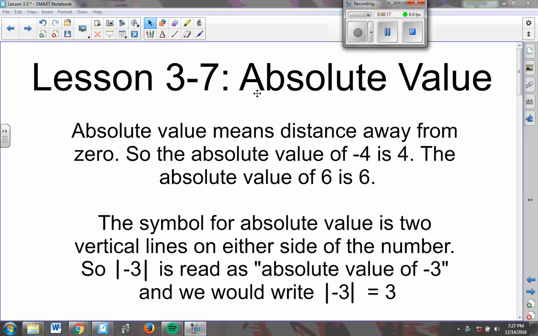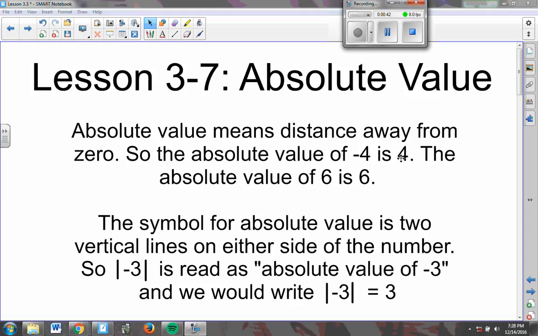Absolute value means distance away from zero. It's the number of spaces a number is away from zero on the number line. So the absolute value of negative 4 is 4, because negative 4 is 4 spaces away from 0 on the number line. The absolute value of positive 6 is 6, because the number 6 is 6 spaces away from 0 on the number line.